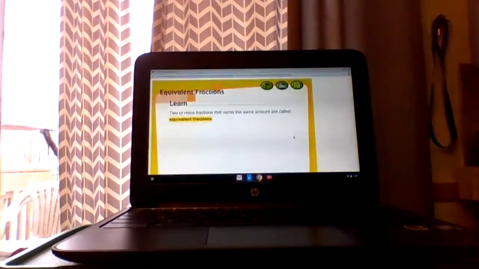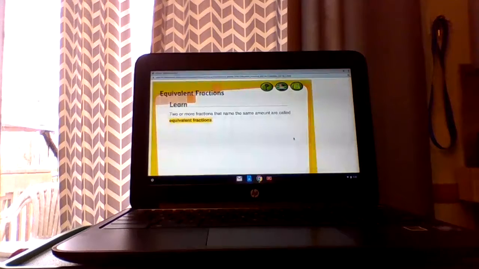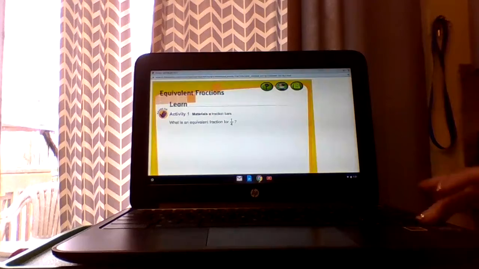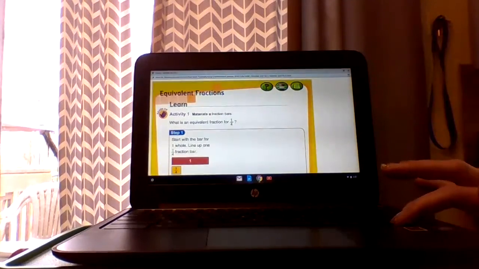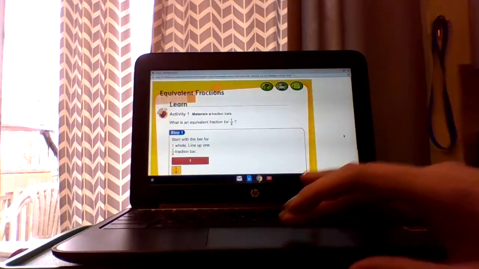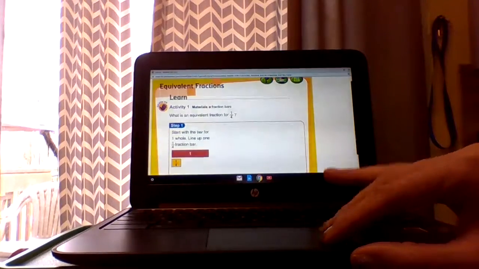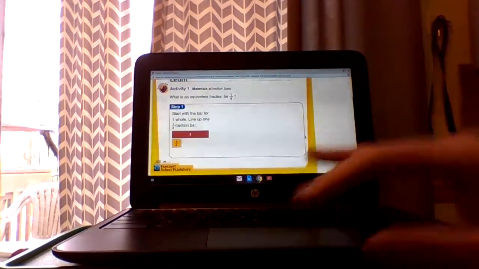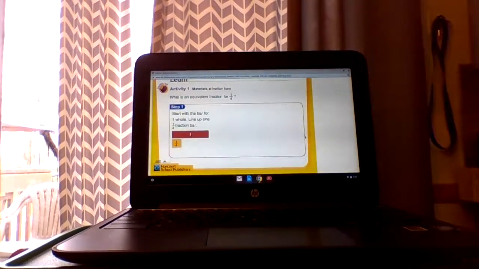Okay, so when we have two or more fractions that name the same amount, they're called equivalent because they're talking about the same amount, so they're equal. So let's check out these fraction bars. You know what? Hold on, let's scoot down just a little bit here. There we go. Can you see better, I hope? I know it's not the best setup, but this is what seems to be showing up the best for us.